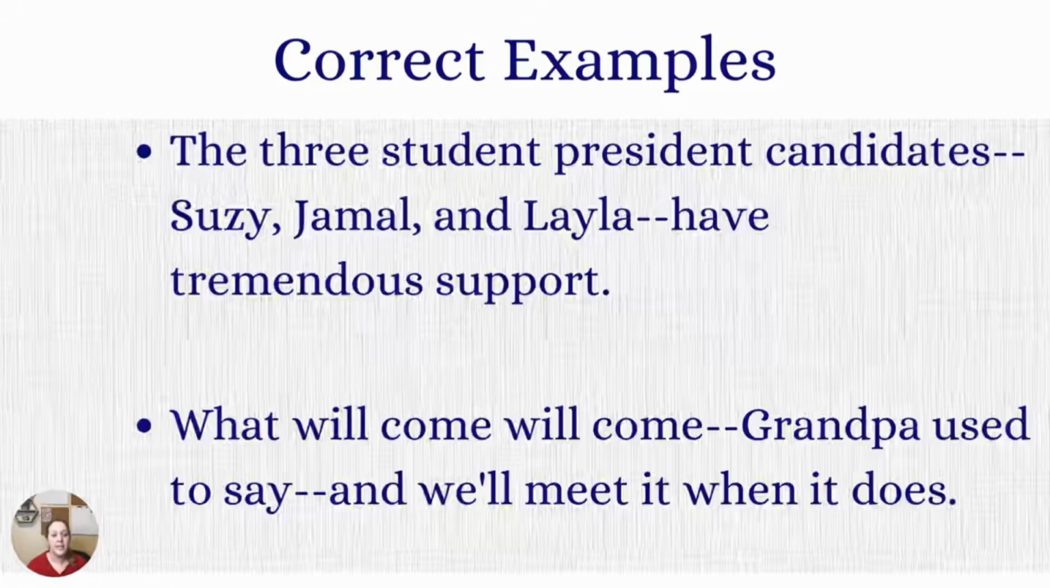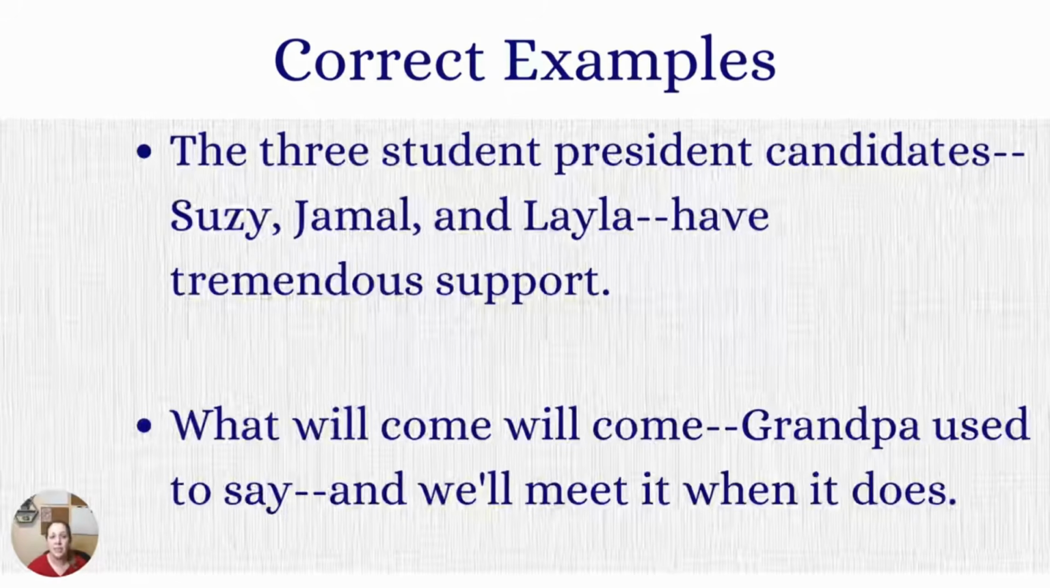So in the first sentence, it says, the three student president candidates, Susie, Jamal, and Layla, have tremendous support. Notice how when I was reading the sentence and I got to the dashes, I knew to pause. Also, what's between the dashes in this case are the names of the three candidates. So that extra information between the dashes is being offset. That information is not technically needed for the sentence, but it does help add clarity.